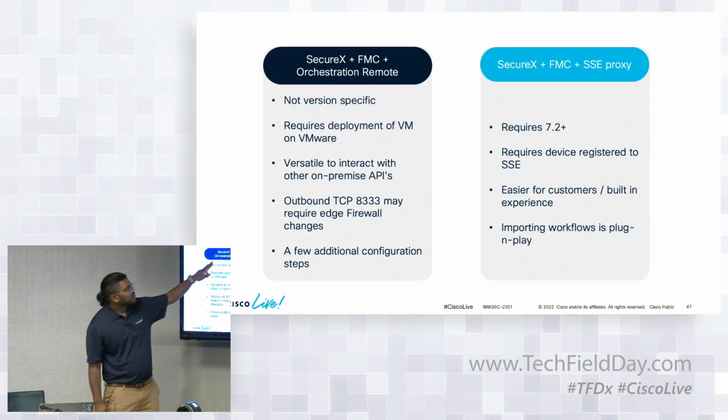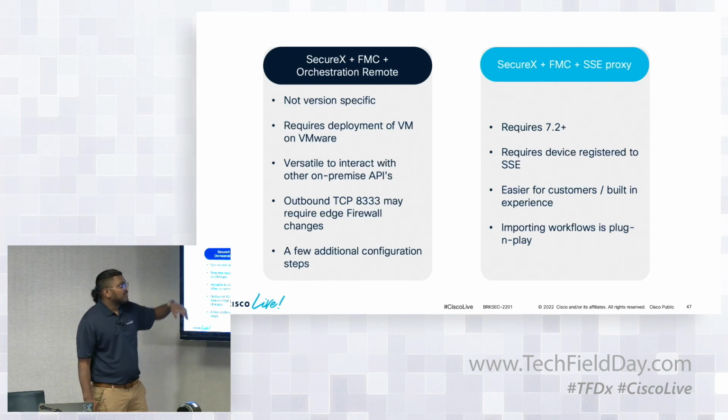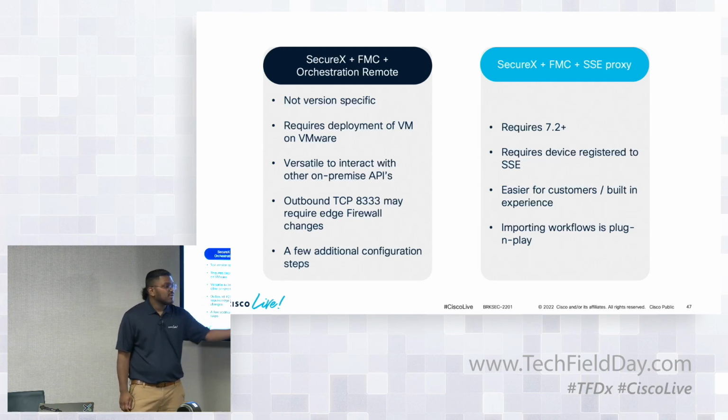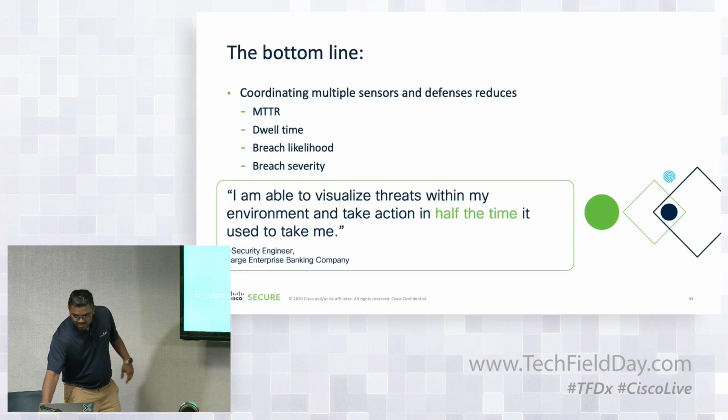Yep, so we also have the orchestration remote. That's that VM I mentioned to proxy API calls. So if you have other on-premise products, third-party on-premise products, you can use the remote. Obviously, it requires you have an ESXi infrastructure or something to deploy it on, right? And the streamlined option is the built-in one that I just shared. Got IPv6 support in that? Yeah, we support IPv6.